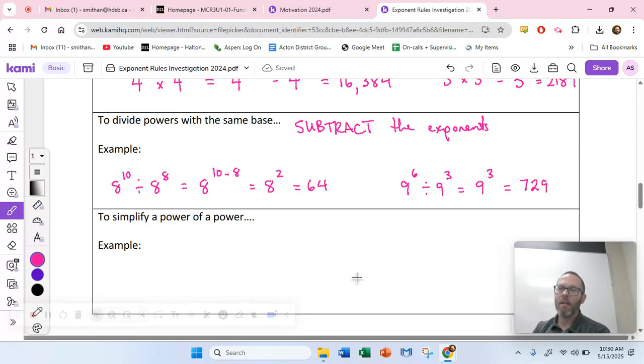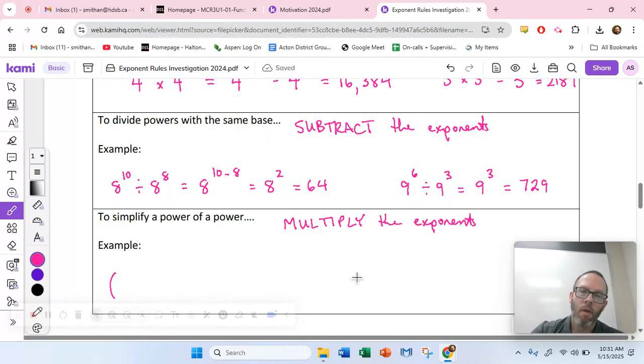All right, lastly, let's mirror that. Just get a couple of examples down here to simplify a power of a power, multiply the exponents. So as an example, let's do 5 to the power of 2, all to the power of 4. So we know that that's equal to 5 to the power of 2 times 4, or 5 to the power of 8. Write it as a single power, and then evaluate.